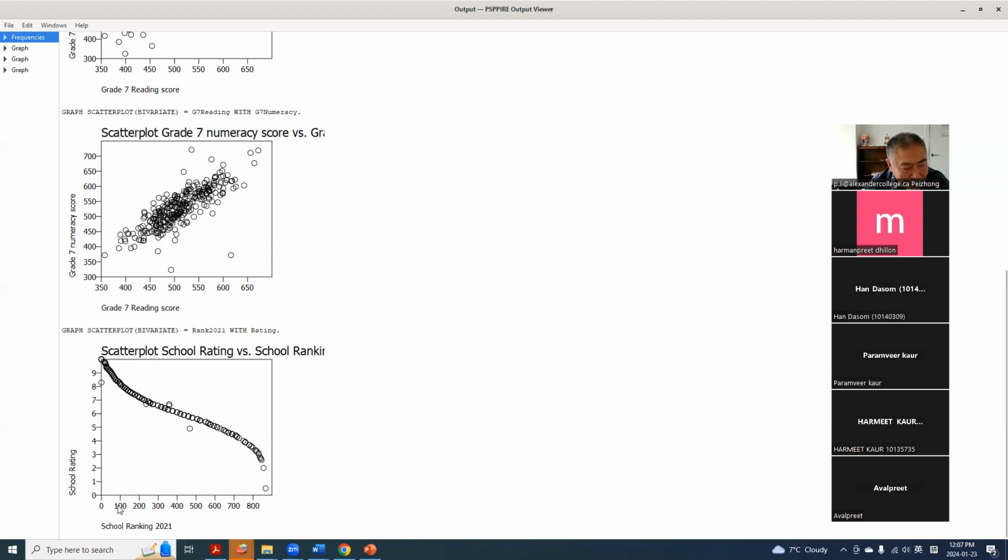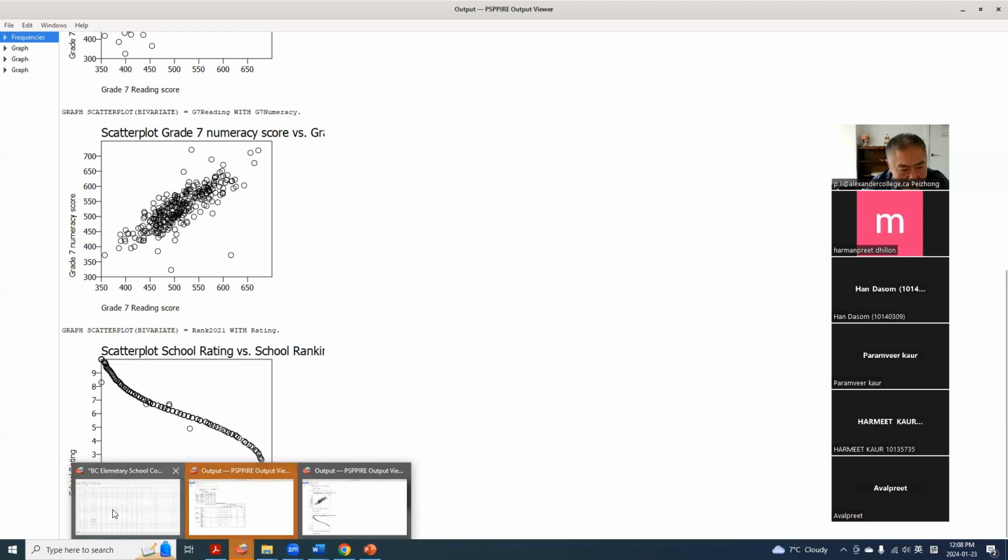So the schools ranked on top with lower numbers on ranking have a higher rating. On the other hand, the schools that have larger numbers on the ranking have lower ratings. That is a negative correlation, a super strong negative correlation. As the value on X increases, what happens to the value on Y? Decreases. That's why this is a negative correlation.